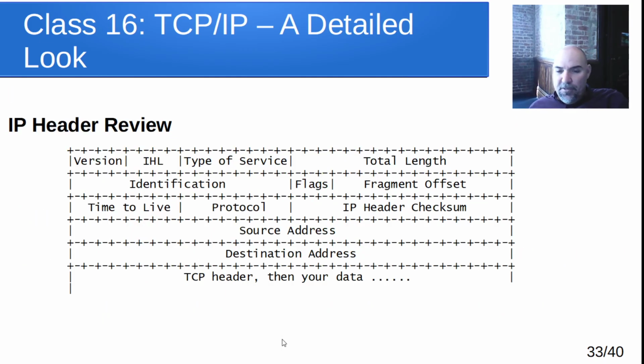All right, so here's a review. There's the 20 bytes of the IP header. Following that would be the TCP header, and following that would be the application data. So right now we have 40 bytes added onto the front of our application data.